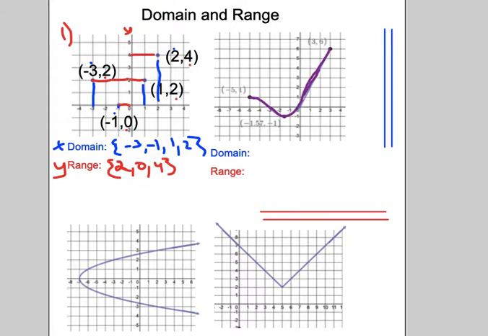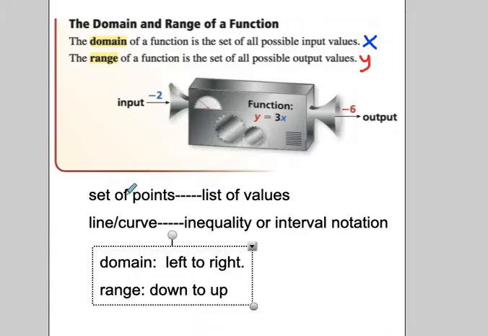So for domain and range here, domain is looking at the x values. That's your left to right. How far to the left does my graph go versus how far to the right does my graph go?